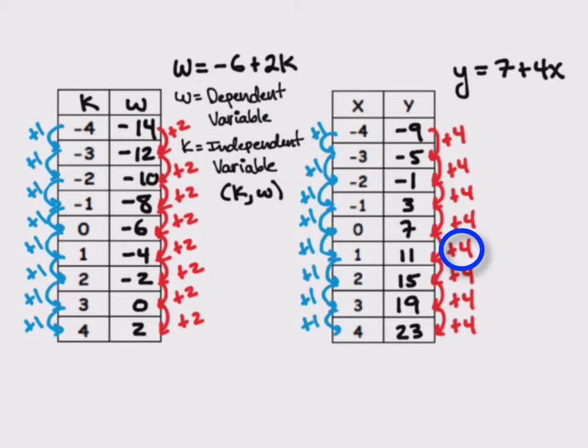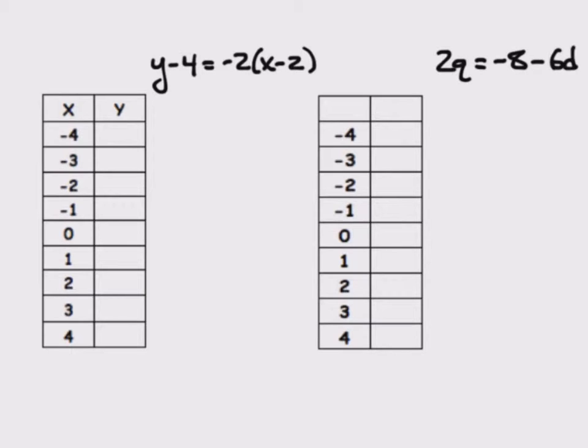So if x is 1, we add 4 to 7 once. If x is 2, we add 4 to 7 twice. If x is 3, we add 4 to 7 thrice. If x is 4, we add 4 to 7 4 times, etc., etc. Of course, all this works in reverse too. Every time our input goes down 1 unit, in our first example, the output goes down 2 units. And in our second example, if the independent variable goes down by 1 unit, our dependent variable goes down by 4 units.